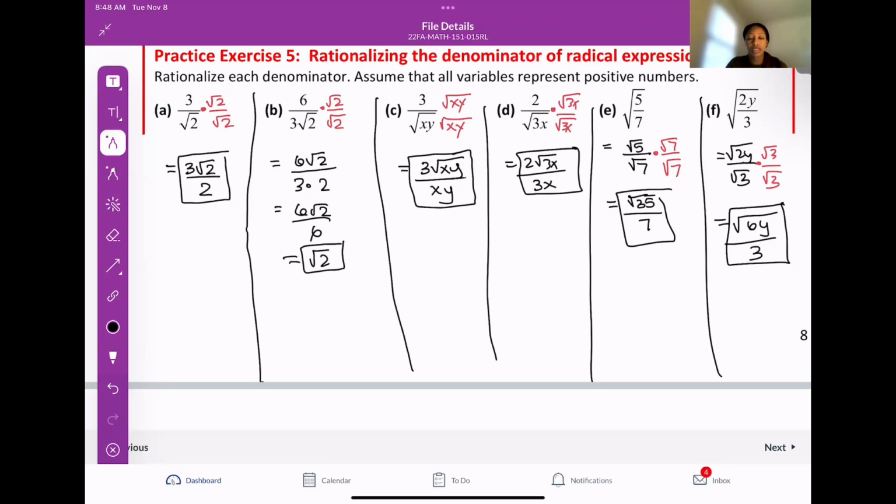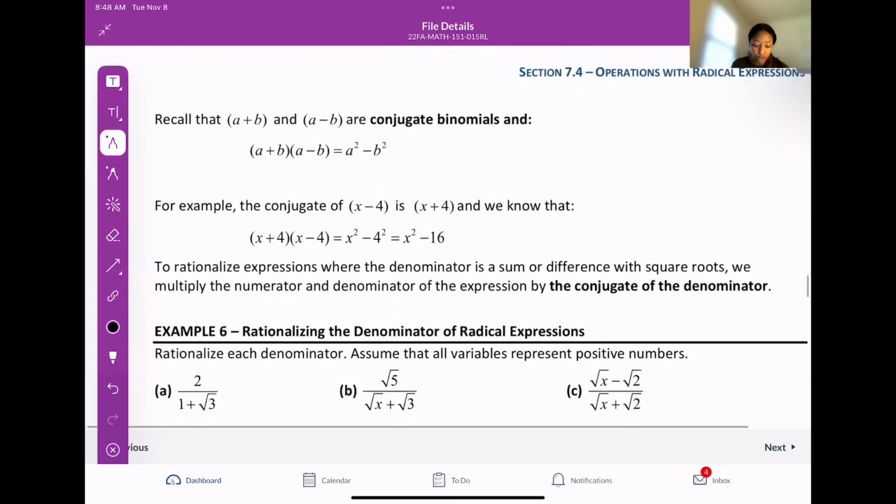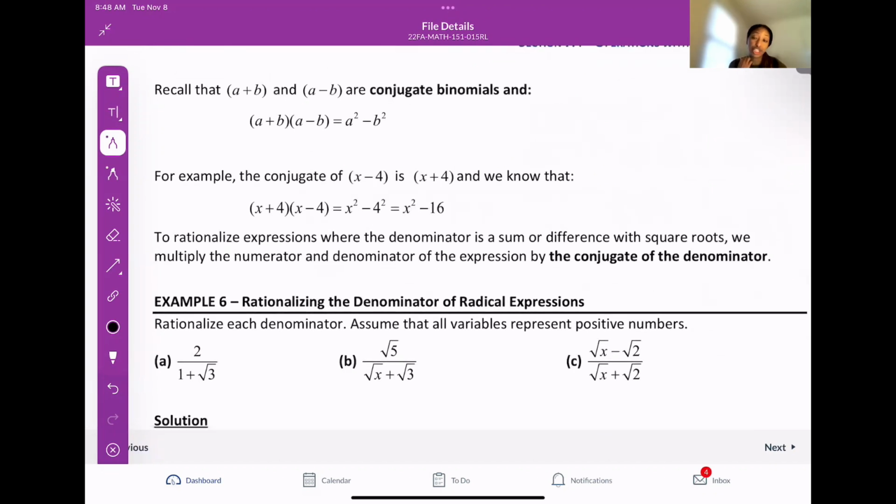Now, of course, all of our problems are not going to be this nice. There are going to be times where your denominator has a radical being added or subtracted to something else, either another radical or a constant. In cases like that, the technique that we use is to multiply by the conjugate, okay?